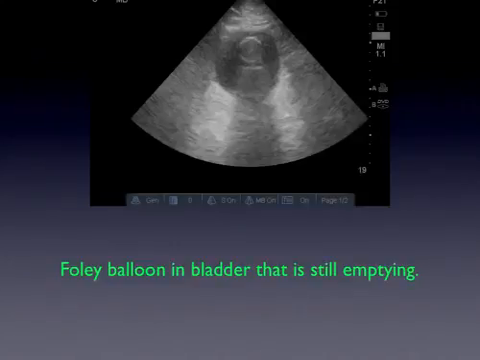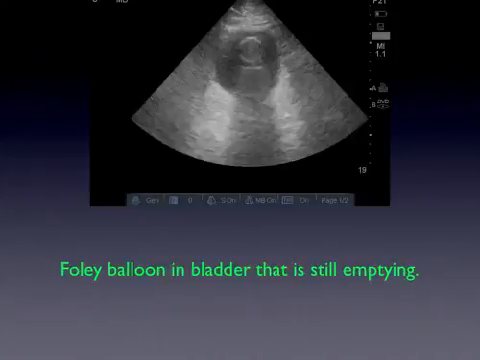Foley balloon is in this bladder. In the ICU, you rarely see this image because you can just see the Foley balloon. The bladder is completely empty. In the emergency department, you typically don't see this image because when the patient comes in, the bladder is full. Once you have the Foley in, then the bladder rapidly empties.